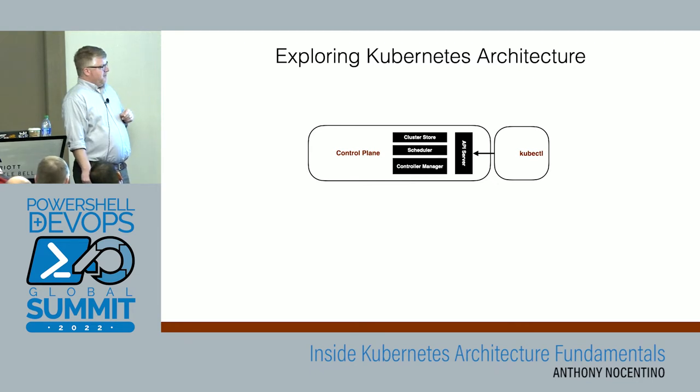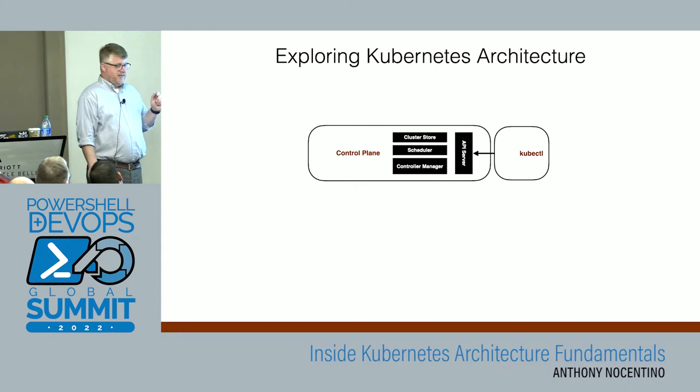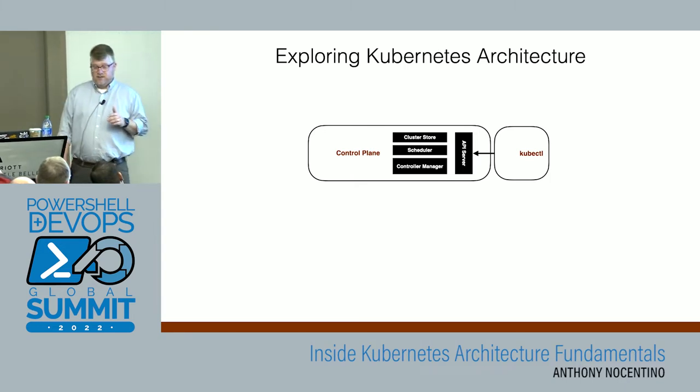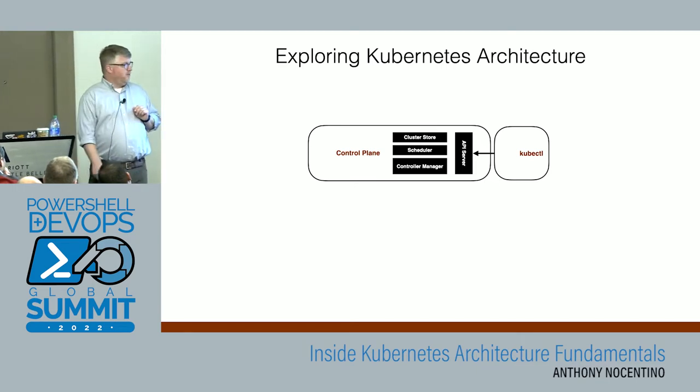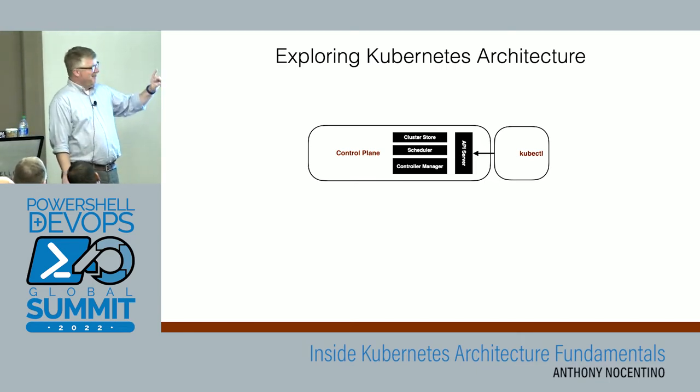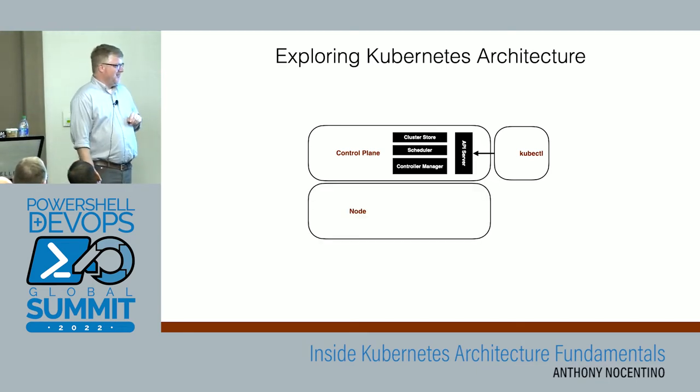So generally speaking, kubectl talks to the API server over HTTPS and JSON. Good news is we don't have to talk JSON. We get the luxury of using YAML. And so we'll be able to write YAML and deploy applications that way. And we'll get into all of that.